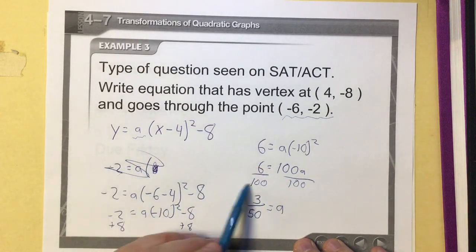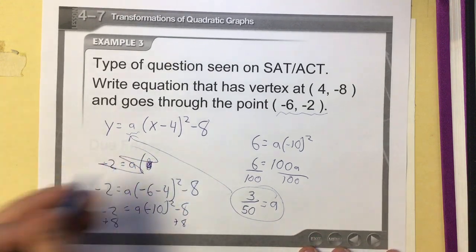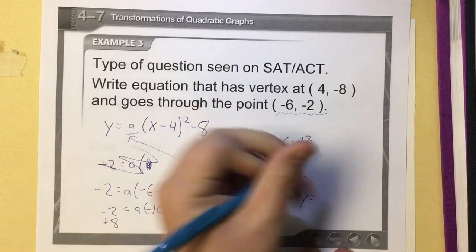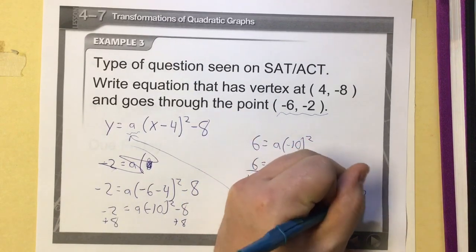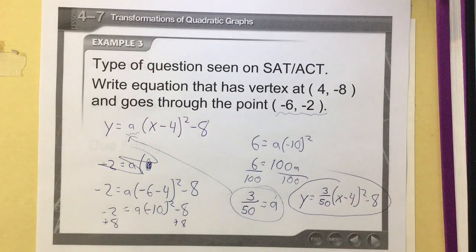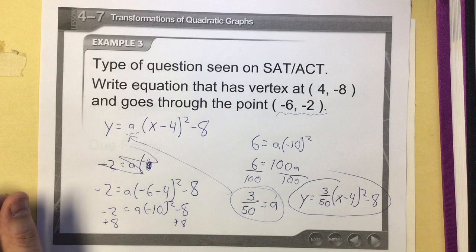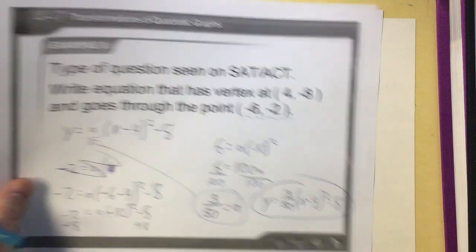Now that I know what my a value is, I can take that, put it in right there, and give my final answer of y equals 3/50 times x minus 4 squared minus 8. So just plug in the vertex for h and k, plug in the ordered pair for x and y, solve for a, and then rewrite your equation.